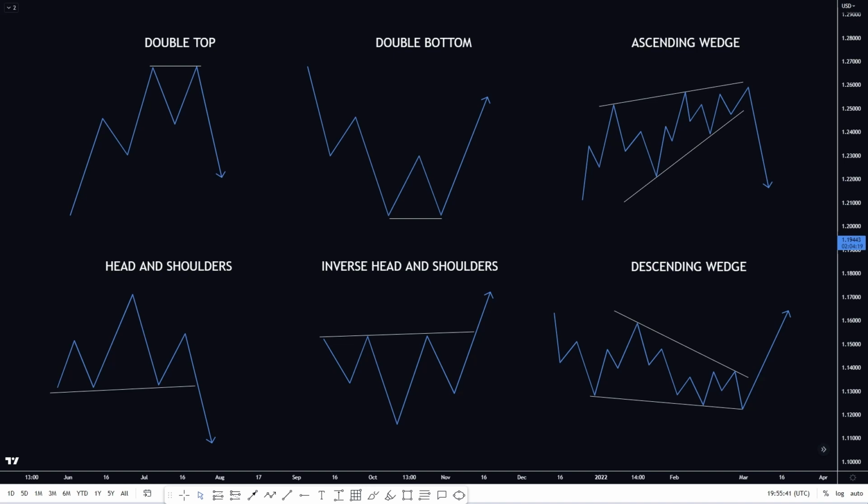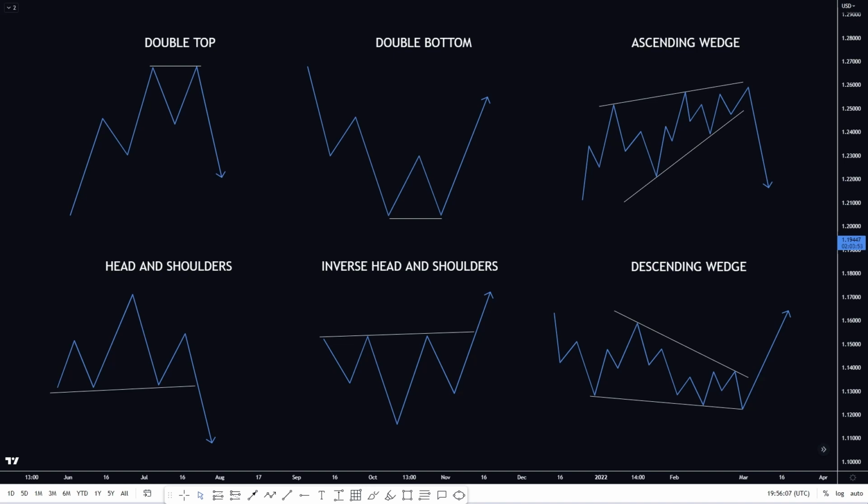So the final reversal pattern that we're going to be looking into is the head and shoulders. The head and shoulders pattern is quite a well-known pattern, you may have heard of it before, both the head and shoulders and the inverse head and shoulders. And what it does is it's related to our support and resistance and the way in which we get the breaks and the retests.